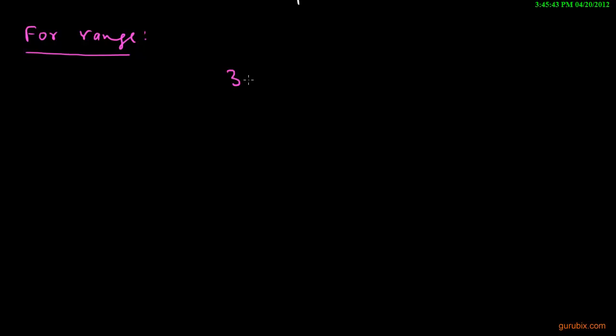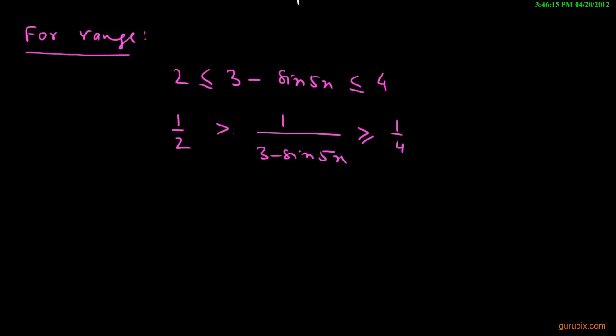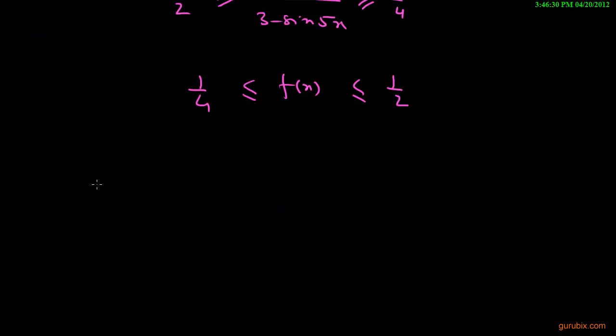We have calculated that 3 - sin 5x is less than or equal to 4 but greater than or equal to 2, and we can reverse all these values like this: 1/2 we can write here, and 1/4 we can write here, and here we can write 1/(3 - sin 5x). These signs will be reversed. So we can write it as f(x) is greater than or equal to 1/4 but less than or equal to 1/2. So the range of the function is 1/4 to 1/2.